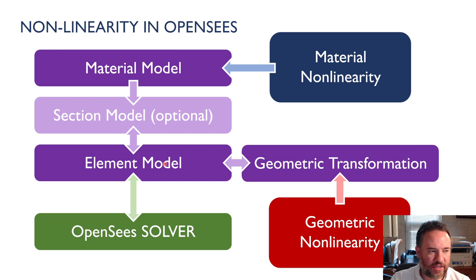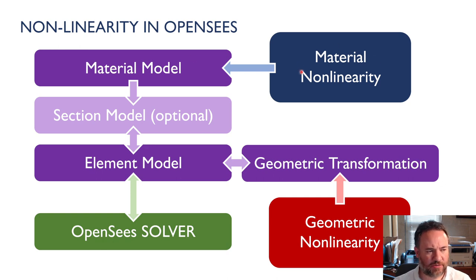So the nonlinearity comes into play in two places. We have the material nonlinearity that we were talking about. That comes into play when we define our material model. So when we use a steel model, we have all sorts of different options for nonlinear steel models that we can use in OpenSees. We define the nonlinear behavior of the steel material and input it into the material model. So the material model knows how to behave. And then that obviously progresses through into elements and then gets solved.